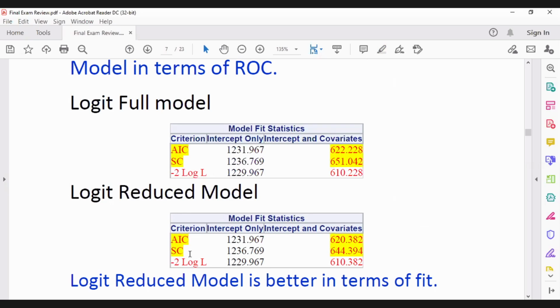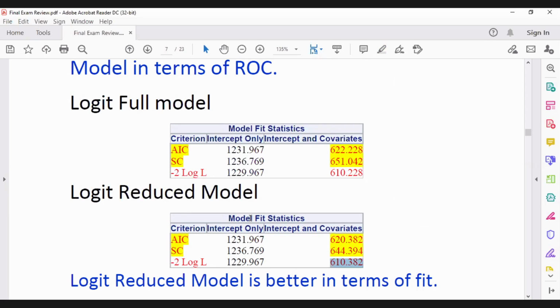to the full model. But if we look at the maximized log likelihood, we conclude that the full logit model is better because it has the lowest maximized log likelihood. So 610.22.8 against 610.38.2. So in terms of maximized log likelihood, the full model is good in fitting the probability of y equal to 1 compared to the reduced model.